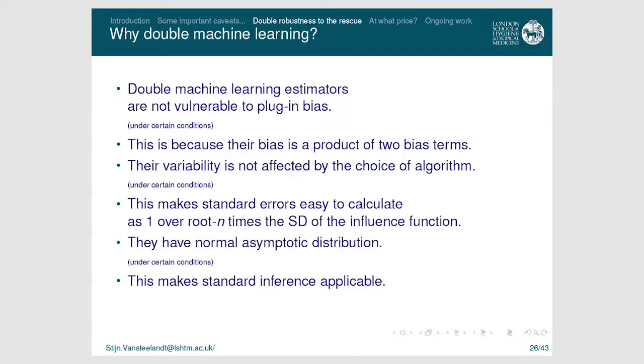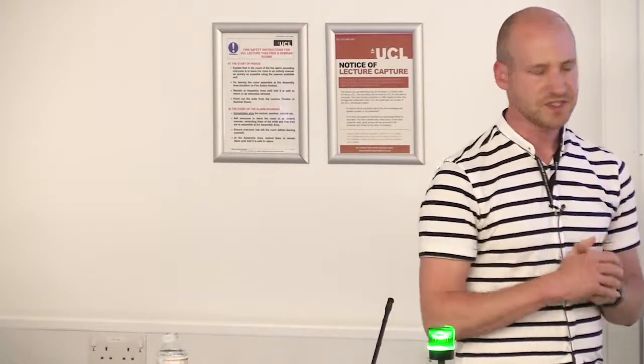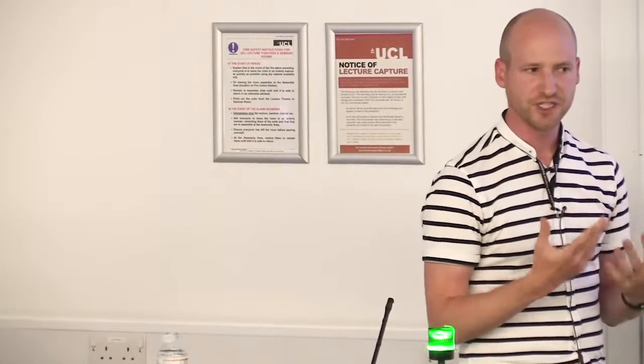Because we take away that plug-in bias, interestingly, the variability of the estimator that we obtain in this way is not really affected by the choice of algorithm. So in particular, suppose that I told someone in the room what the true predictions were, the true propensity score and the true outcome regression, and then the person evaluated the treatment effects. And all the others didn't have that information and used machine learning to get there. Well, they should get estimators with the same variability.